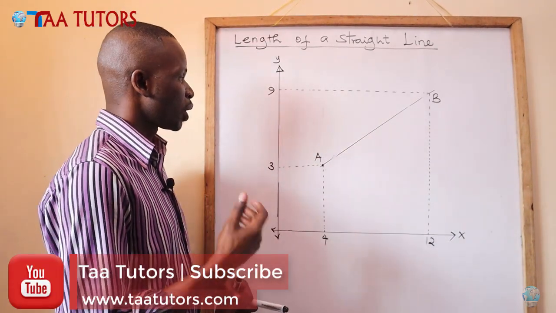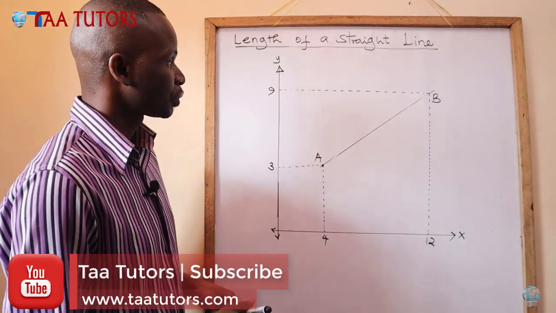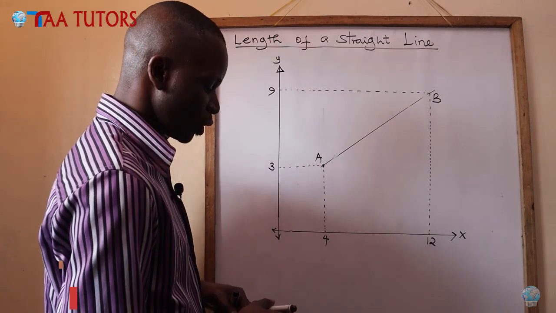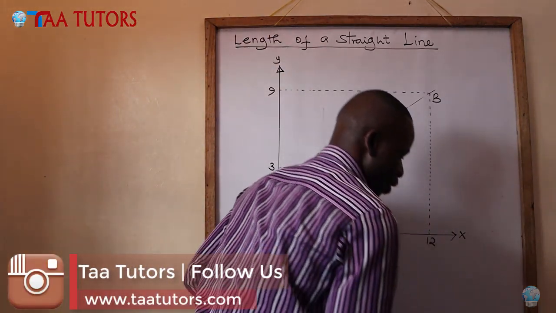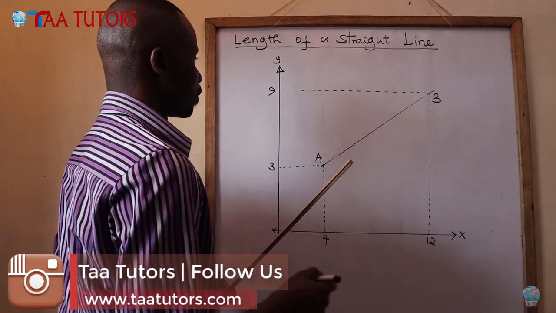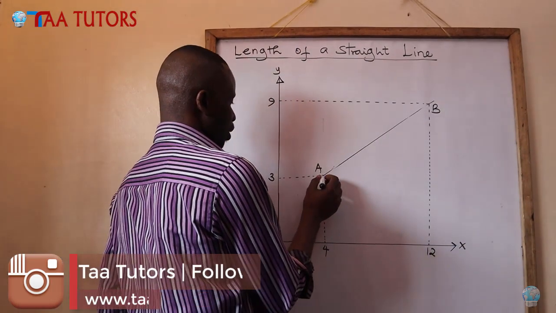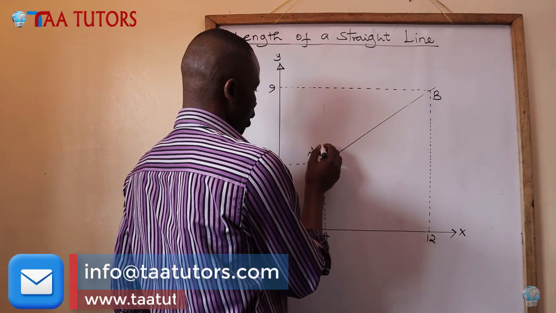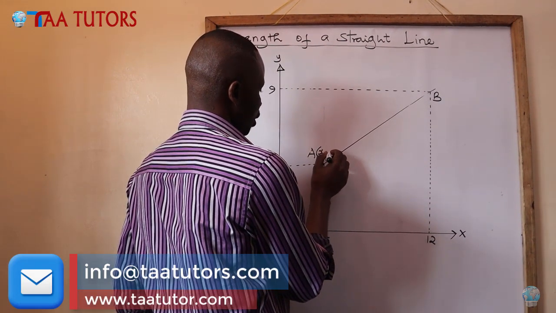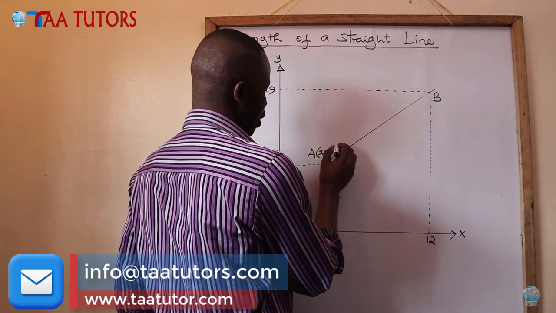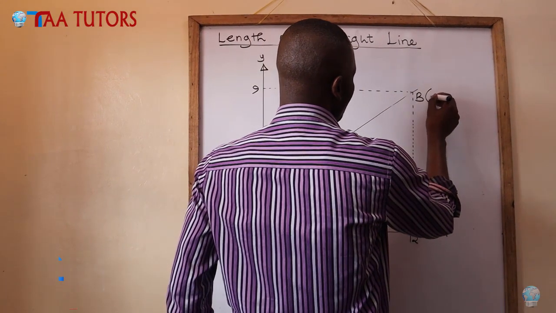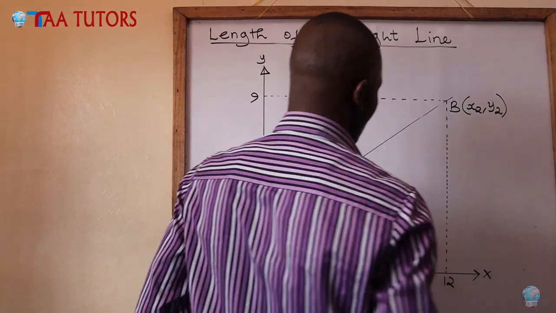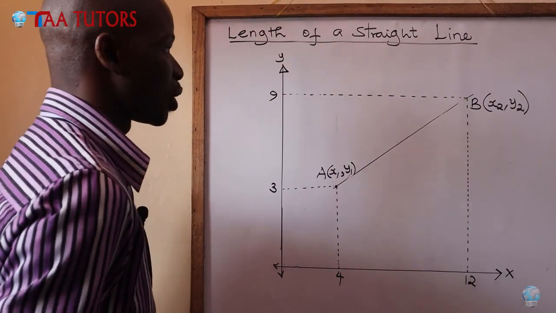Today we want to finish this area of length of a straight line. And when we are determining the length of a straight line, we need to be able to reason on the basis of Pythagoras theorem. If this is the straight line AB, where the coordinate of A is x1, y1, and the coordinate of B is x2, y2.